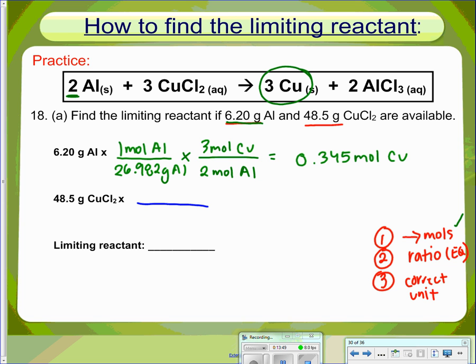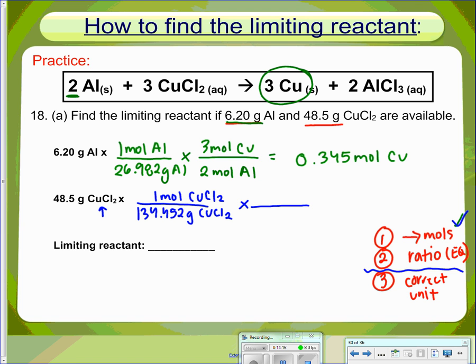I'm going to do the same thing, but starting with the other reactant, which is copper 2 chloride. Again, you can stop at the ratio step when determining your limiting reactant. So I need to go grams to moles, which means I need to calculate the molar mass of copper 2 chloride. It comes out to 134.452 grams of copper 2 chloride for every 1 mole of copper 2 chloride.